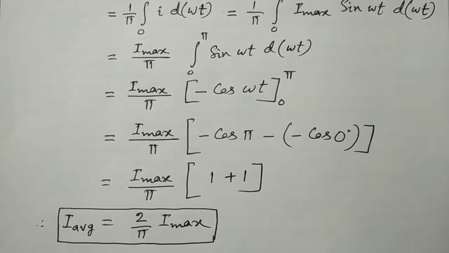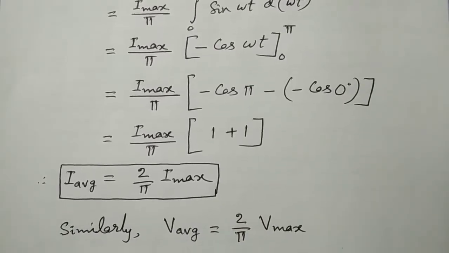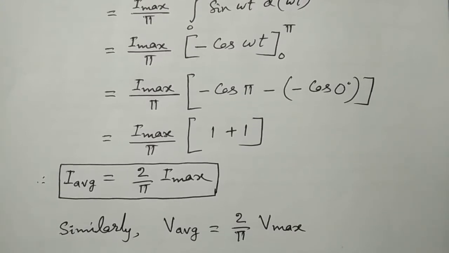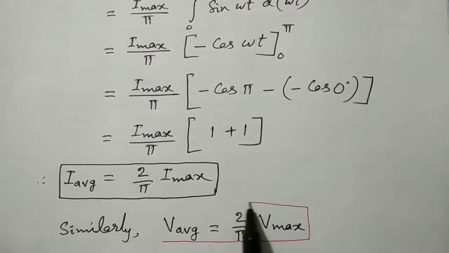Remember one thing, if we consider a voltage waveform, then similarly the average value of the purely sinusoidal, symmetrical waveform of the voltage can also be written as V average is equal to 2 by pi of V max. So this is the average value.